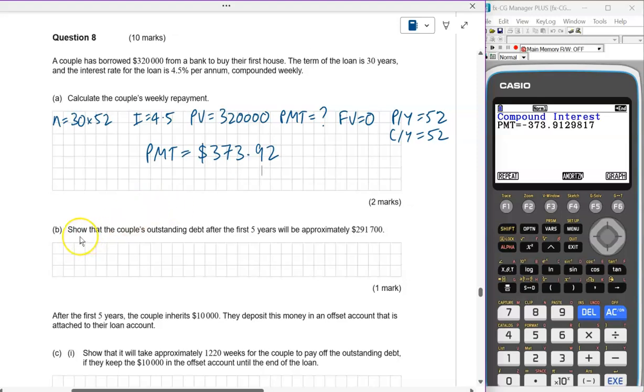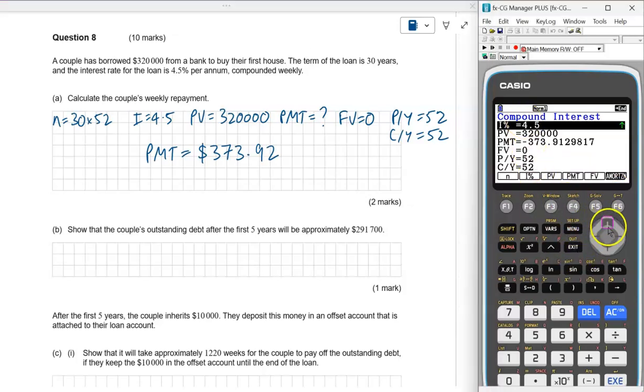It says to show that the couple's outstanding debt after the first 5 years will be approximately $291,700. So based on the weekly payments of that, for 5 years, how much do they still owe? So what would the future value be? So a few ways of doing this. You can use the amortization function. I'm going to show you how to do it just within the compound interest section here.